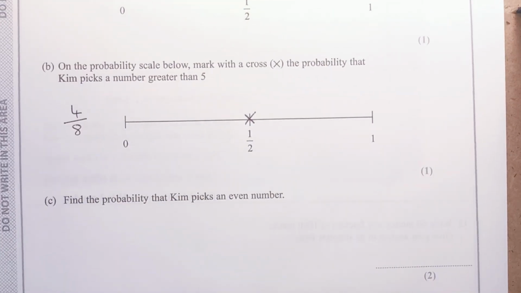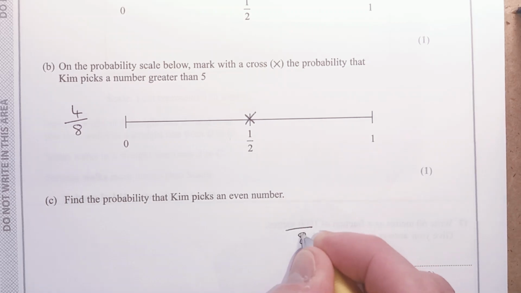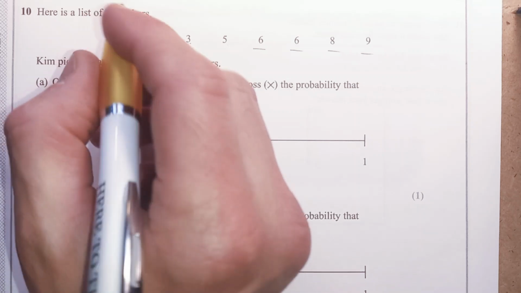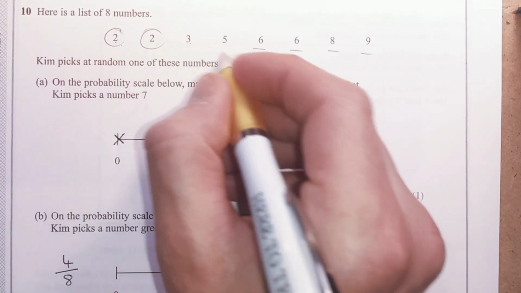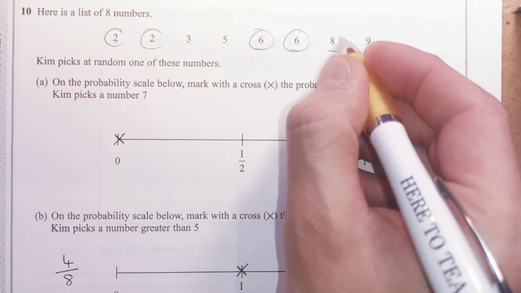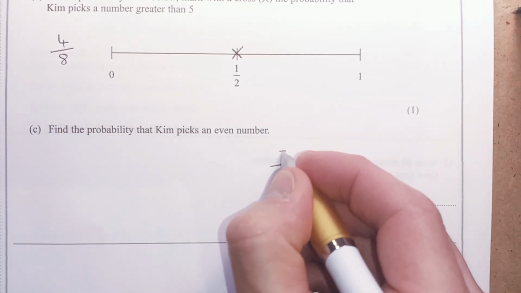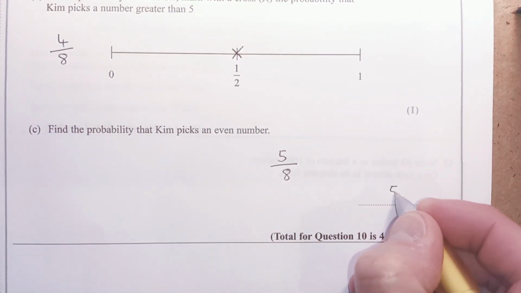And for part C, find the probability that Kim picks an even number. Well, again, we know it's going to be out of 8, because that's how many numbers we've got. How many of these are even? 1, 2, 3, 4, 5. So it's simply going to be 5/8.